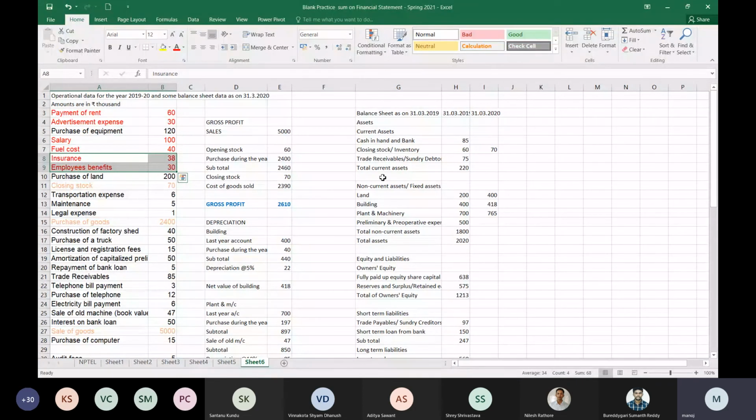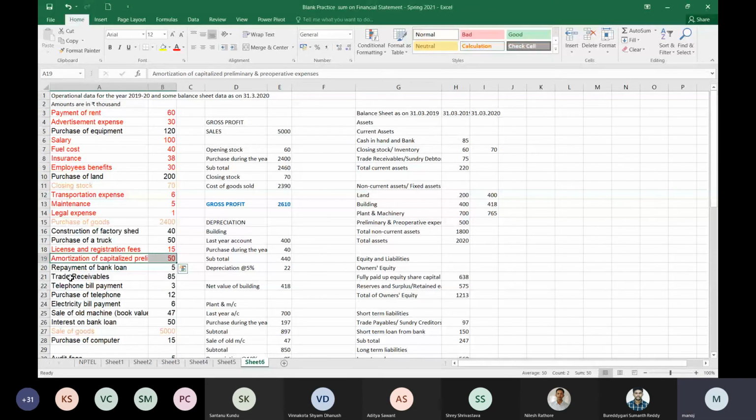Purchase of land is not, and it has already gone into the balance sheet. Transportation, maintenance, legal, all are operating expenses. Construction of factory shed is not, that has been considered while putting depreciation, and we have already put that in the balance sheet, so we don't have to worry about it. Then purchase of truck is a fixed asset. We have taken that while calculating depreciation, and it has already gone there in the balance sheet. So that part is done. License and registration fee is part of operating expense. Amortization of capital preliminary pre-operative expenses is, as I said, part of operating expenses.